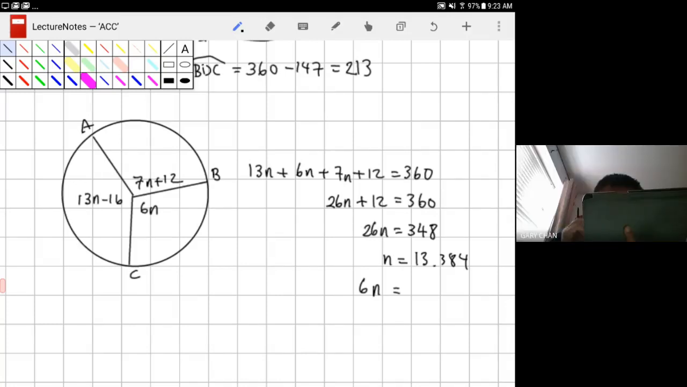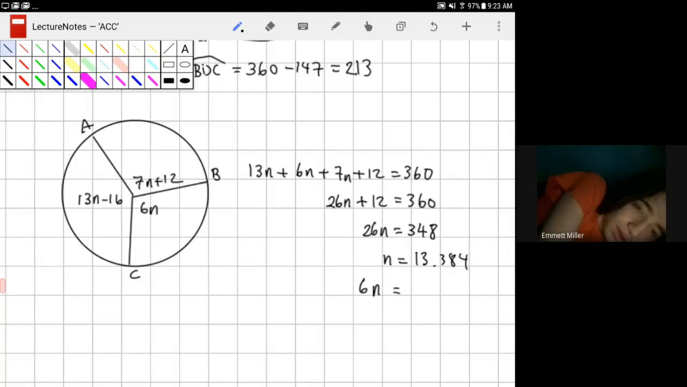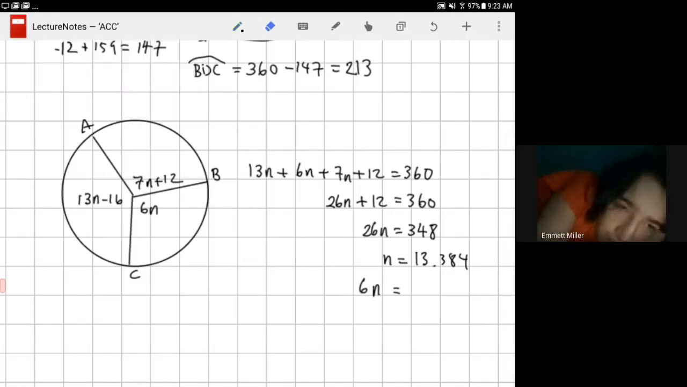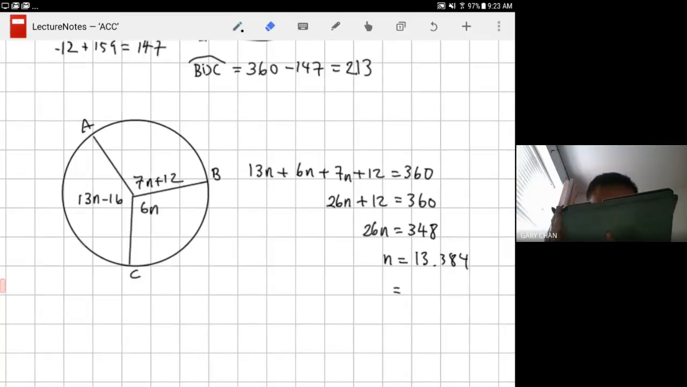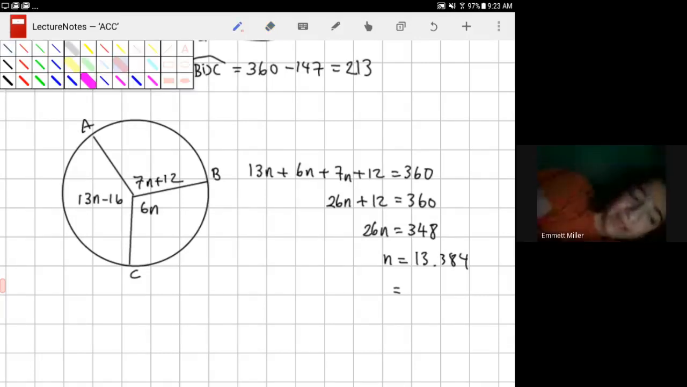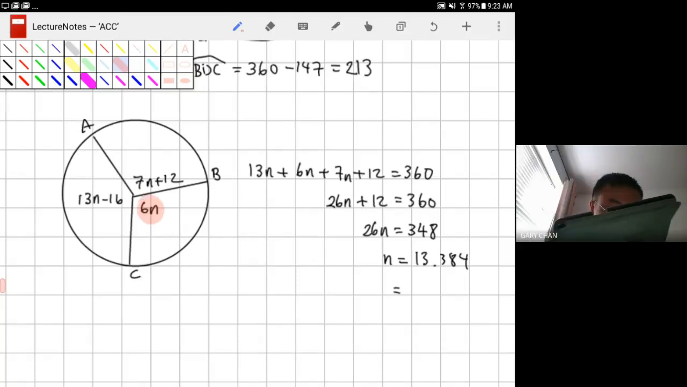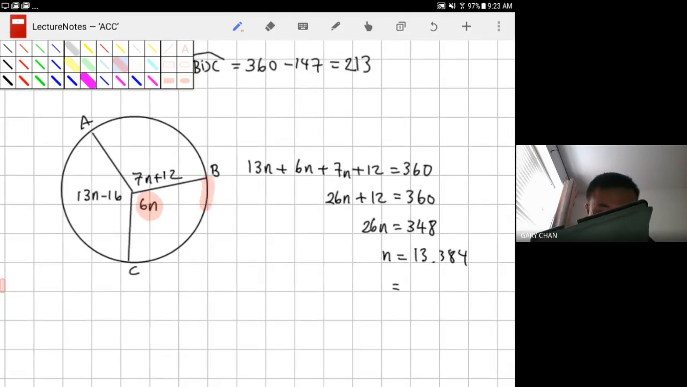36n? Say that again. Wait. We had to find out what n was, right? Right. And then after we find out what n is, add all of those things up and make it out of 360, or just figure out what 6n is, because we needed to find out what arc BC is, right? Wasn't that the question?